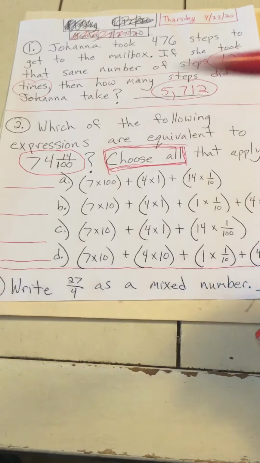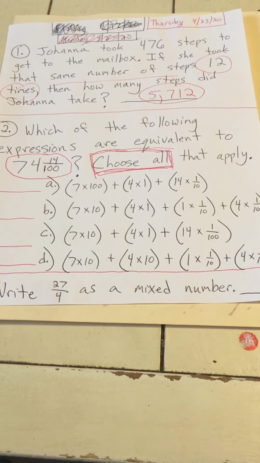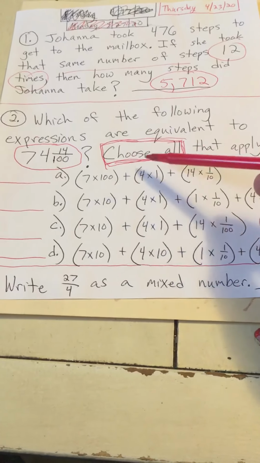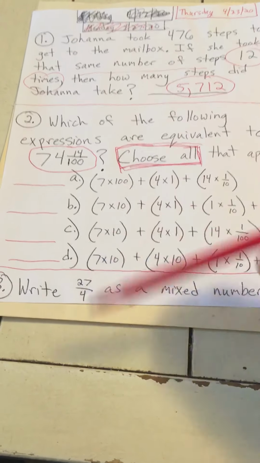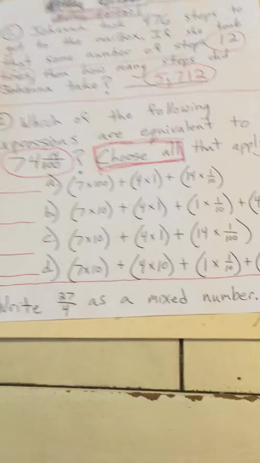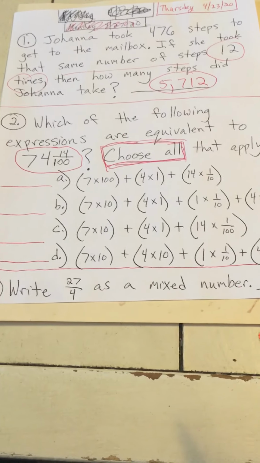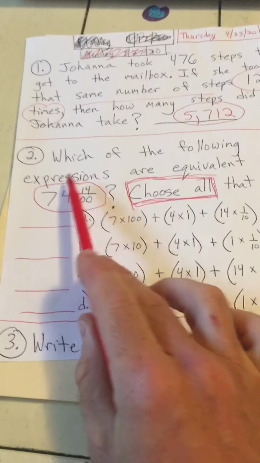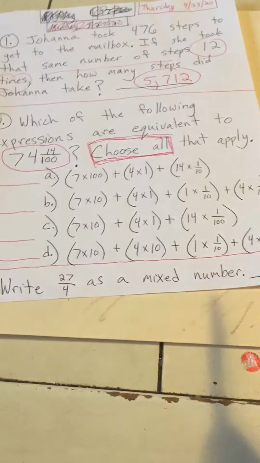And the thing is, if you choose one of the correct answers but you miss the other one, then you get 0 points for this. So it's really important on these ones that say choose all, you need to solve these. Basically, you have to solve A, then solve B, then solve C, then solve D, and choose all that match 74 and 14/100ths. Okay, so don't let the word expressions trick you up. Which of the following expressions? It's showing you that these are expressions.